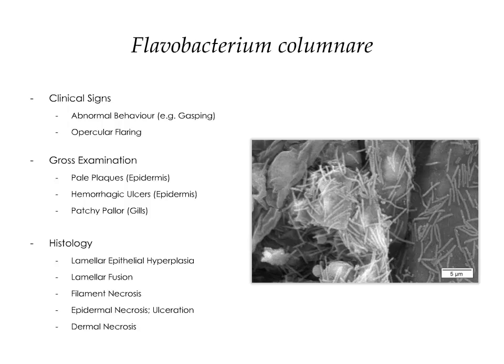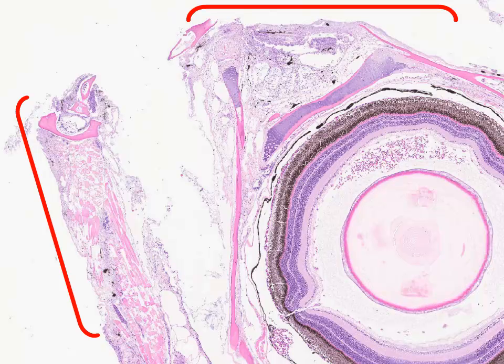Histologically, the affected gill is characterized by lamellar epithelial hyperplasia, lamellar fusion, and filament necrosis. Within the skin, there may be epidermal necrosis progressing to ulceration and dermal necrosis. There are extensive areas of necrotizing ulcerative dermatitis and stomatitis on the tips of the mandible and maxilla. These are highlighted in red.